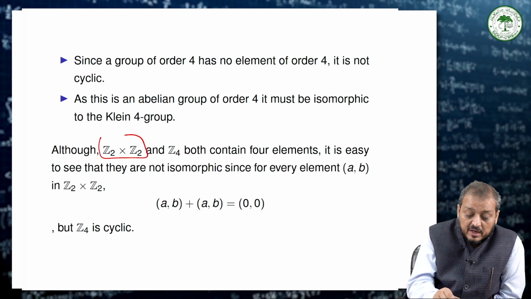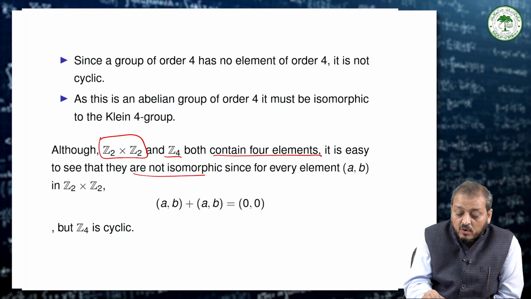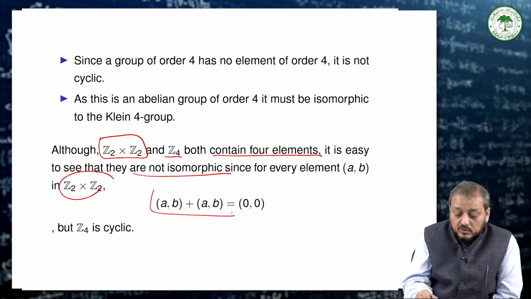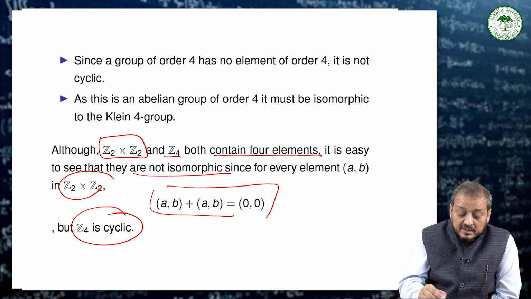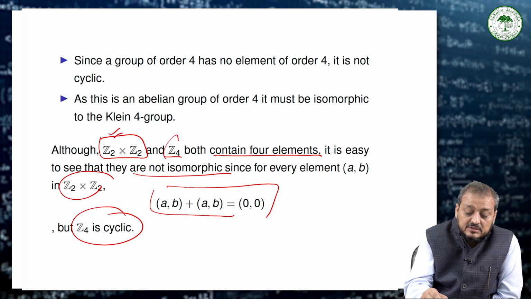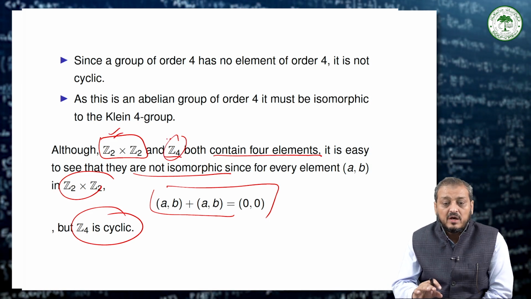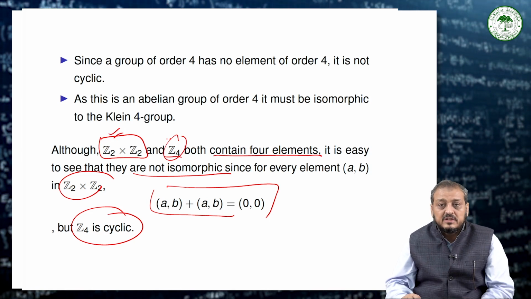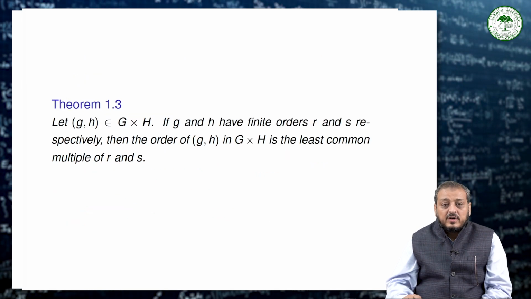Although Z2 cross Z2 and Z4 both contain 4 elements, we can see that they are not isomorphic, since Z4 is clearly cyclic, and I just showed that Z2 cross Z2 is not cyclic. So clearly we can say that these two groups are not isomorphic to each other. So with this example, now we move to our result.